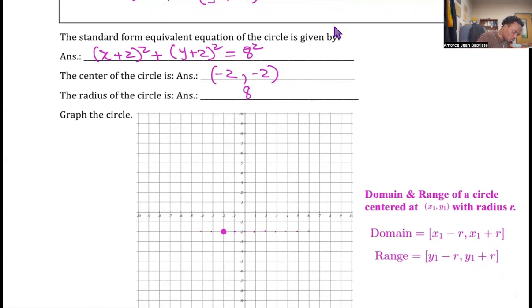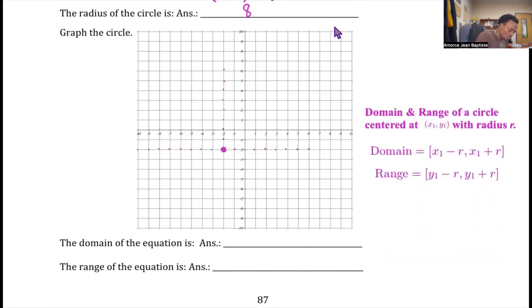1, 2, 3, 4, 5, 6, 7, 8, in each direction. So those are the points on the circle. And then I can just connect them.